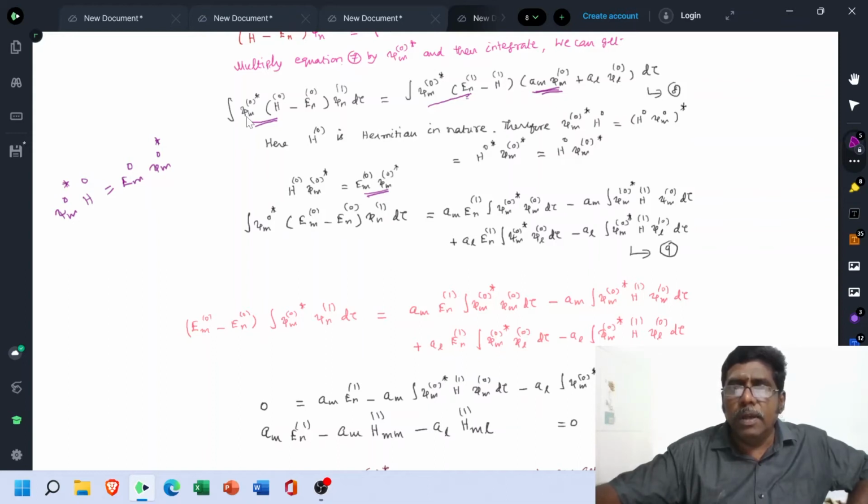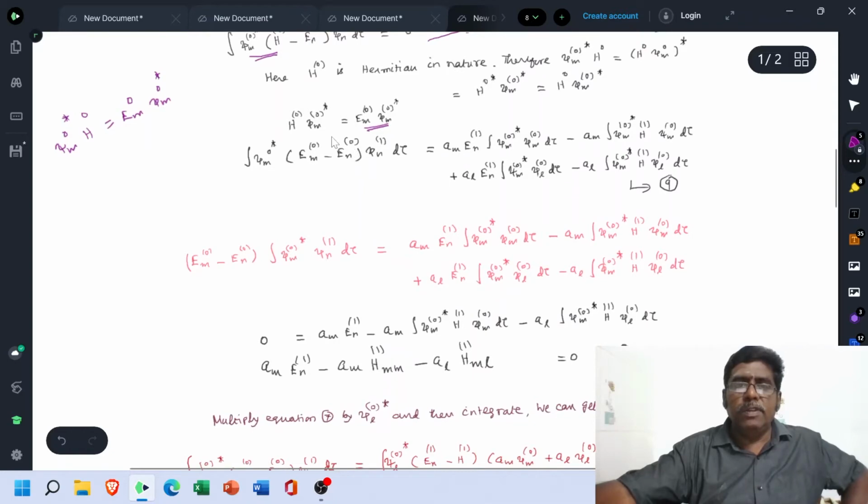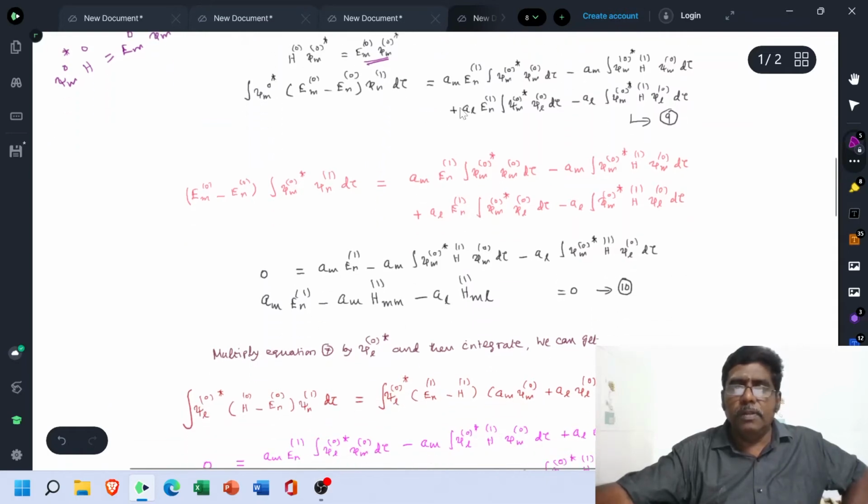Second term is over. Using this Al, we have to combine En1 plus Al En1 psi m0 star psi l0 d tau, then minus Al psi m0 star H1 psi l0 d tau. Equation 9 is obtained. Here Em0 minus En0 is an energy term, constant term, take it out. So the rest of the terms are psi m0 star psi n1 d tau. This is Am En1 psi m0 star psi m0 d tau minus Am psi m0 star H1 psi m0 d tau. I have written all other terms as such.